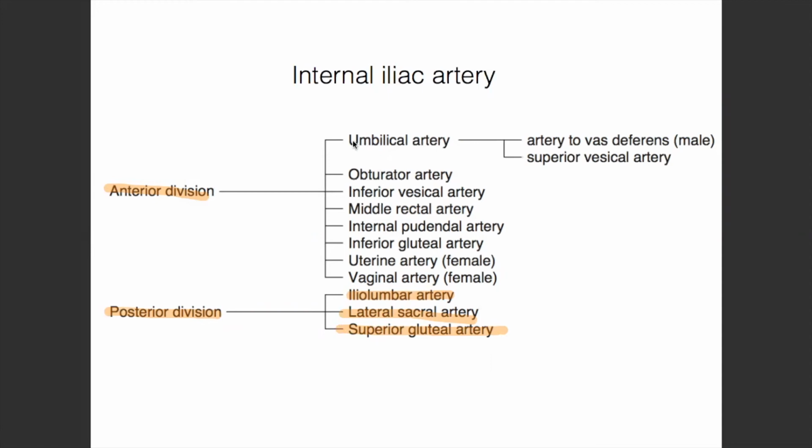The anterior division gives us the umbilical artery. The umbilical artery itself divides into two more: it gives us the artery to the vas deferens in the male and the superior vesical artery. The umbilical artery also has an extra part that's a remnant, a part that's useless because it's no longer needed after the embryo stage. So part of the umbilical artery becomes a remnant, which is just a ligament, and the remaining part becomes the artery to the vas deferens and the superior vesical artery.